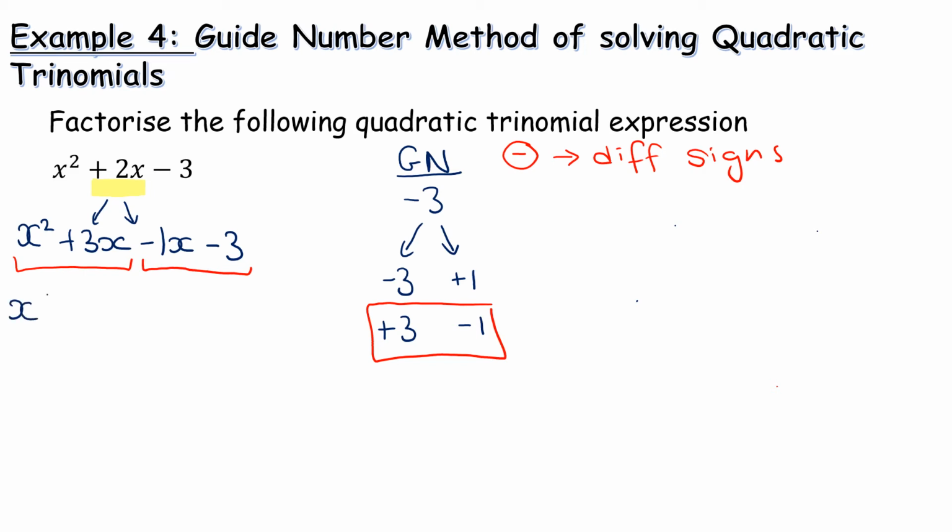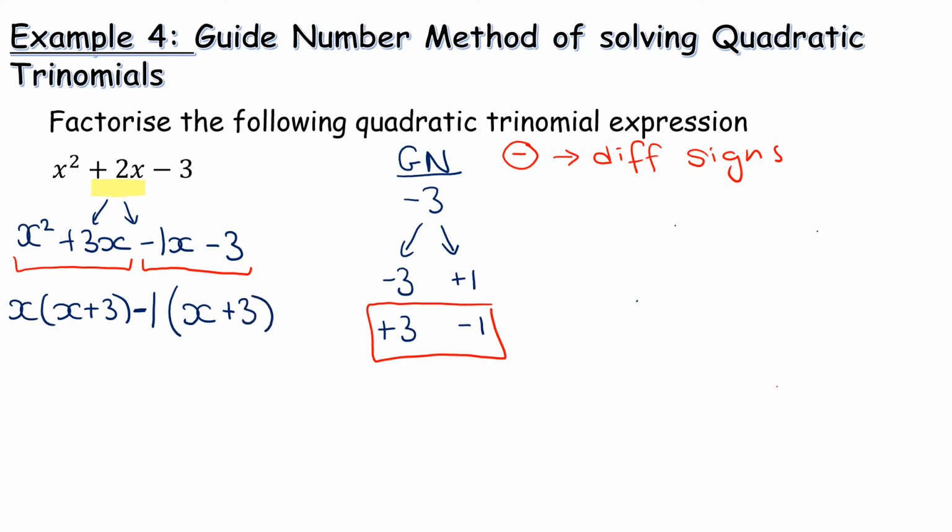First group, x is common, leaving me with x plus 3. Remember, this sign will always follow the sign of the third term. There looks like there's nothing common, but actually 1 is always common. So we'll pull out a negative 1. Just mind your signs. That leaves me with an x. Now, minus 3 divided by minus 1 gives me a plus 3.